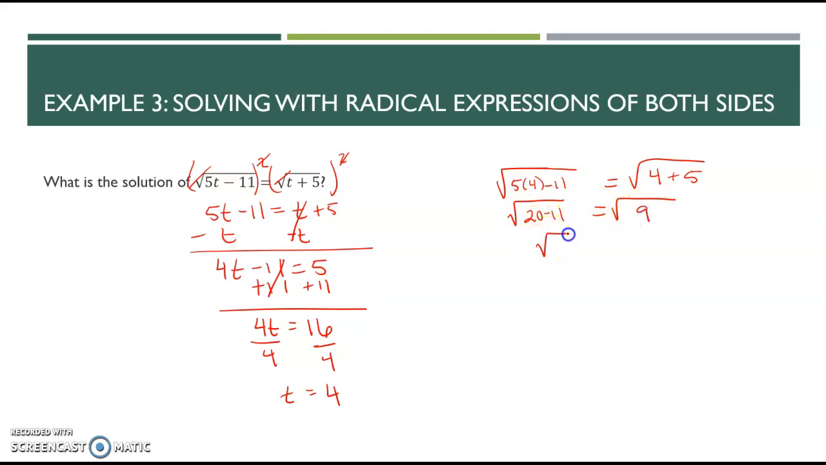20 minus 11 is 9. So at this point, I know that we're going to get the same thing on both sides because we have the square root of 9 equals the square root of 9. And so then 4 is a correct answer.